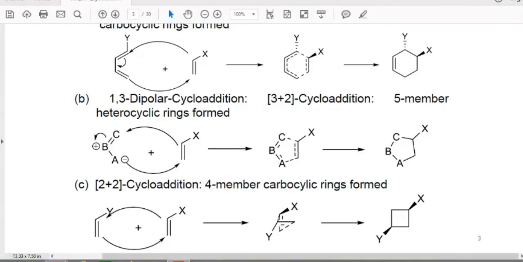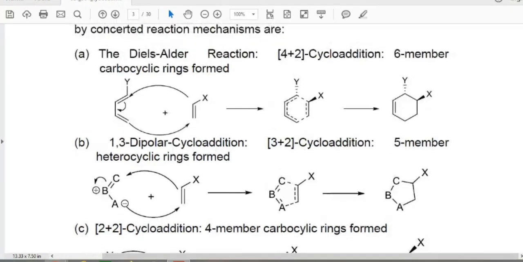And the next one is 2+2 cycloaddition. As a result of 2+2 cycloaddition, we will obtain 4-membered carbocyclic rings. The first one is the Diels-Alder reaction. The product is a 6-membered carbocyclic ring. In 2+2 addition, 4-membered carbocyclic rings are formed, whereas 3+2 cycloaddition gives the heterocyclic ring. So these are the types of cycloaddition reactions.